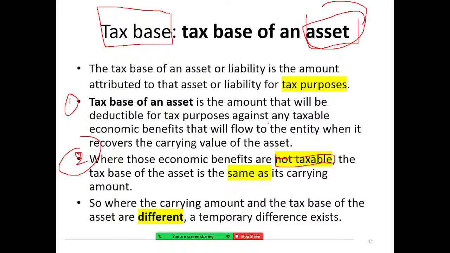Are there any needs for that? Are there any necessity for that? No. So why do we study this? Because there is a difference between accounting profit and taxable profit.